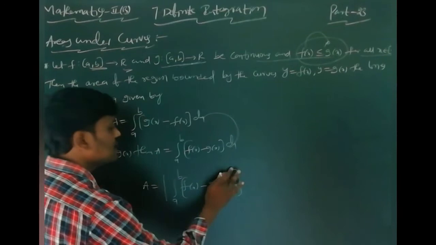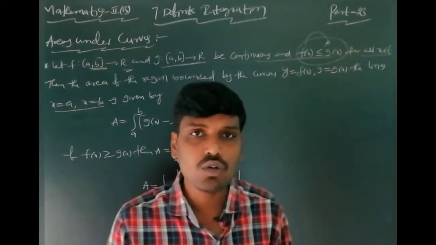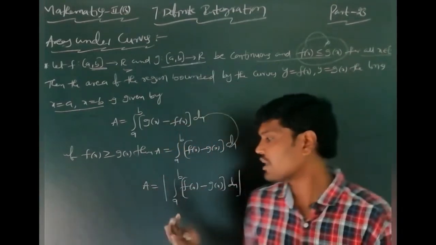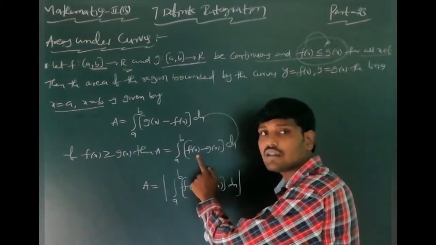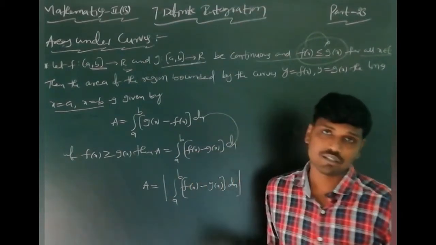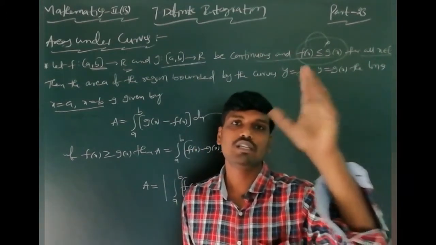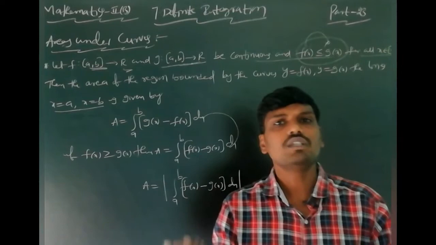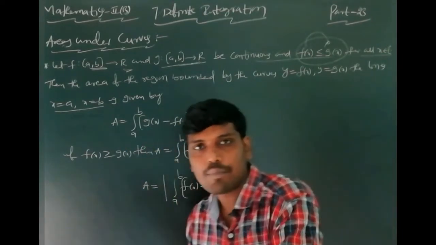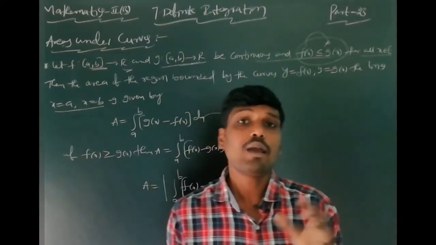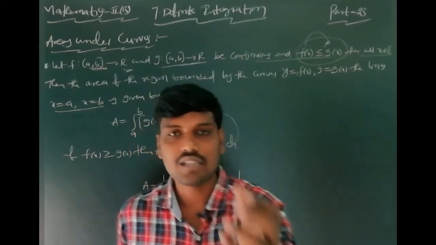You can use this modulus when you don't know which curve is greater. You can use this formula. If you know f of x is greater, you write the integral from a to b of f of x minus g of x. If you know g of x is greater, you write the integral from a to b of g of x minus f of x. If you don't know which curve is greater, you can write either one, and subtract the two curves using the modulus. Why? Because if the area is negative, the modulus makes it positive.